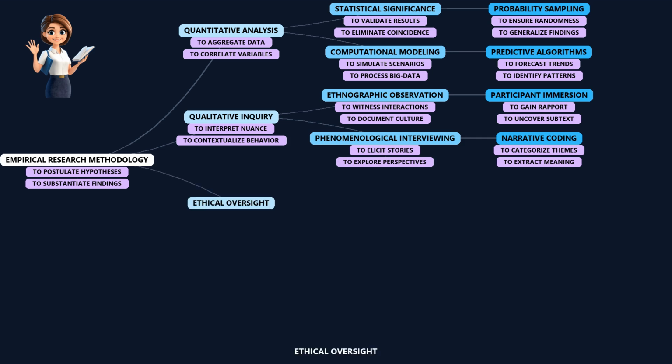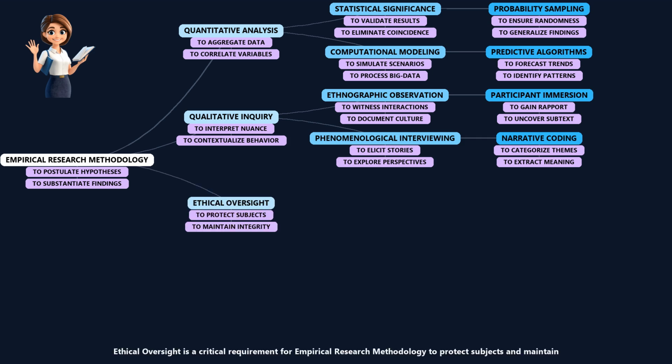Ethical oversight. Ethical oversight is a critical requirement for empirical research methodology to protect subjects and maintain integrity. Effectively, we are making sure that our experiments don't hurt people or lie to them.